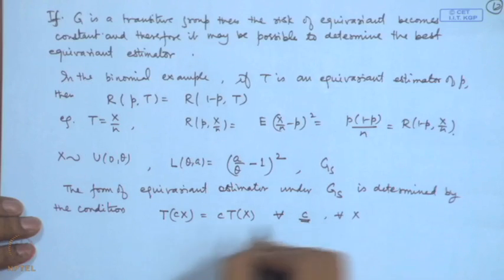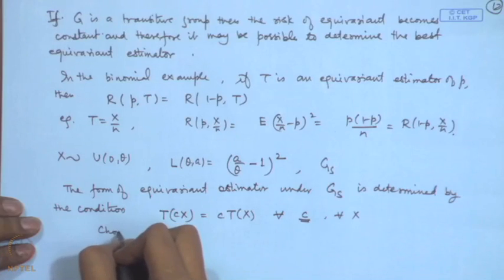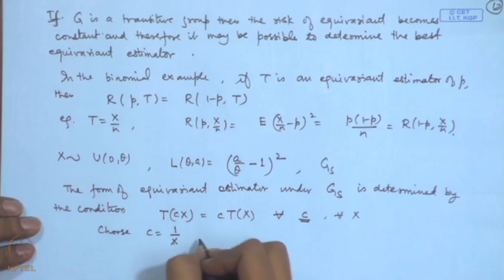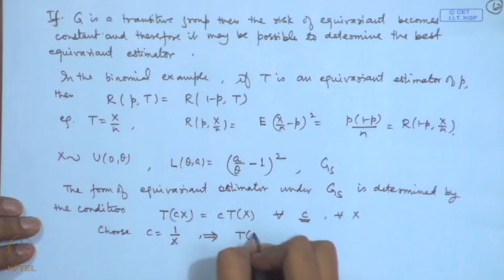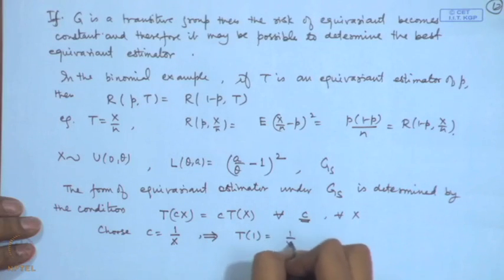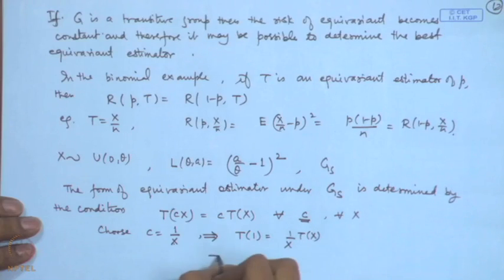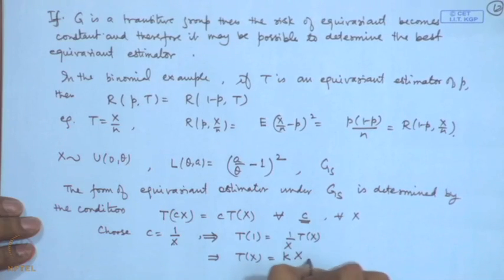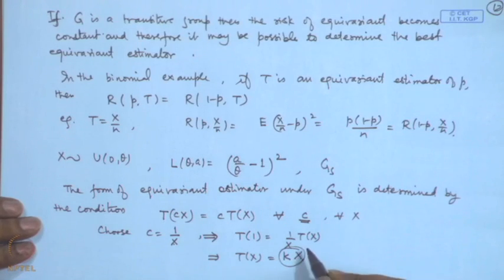Now, here C is any positive value, choose C is equal to 1 by x. So, what we will get here? This will give us T of 1 is equal to 1 by x T of x. This implies T x is of the form... Now, this T 1 is a constant. So, this is a constant times x. So, this is the form of an equivariant estimator here, that is a multiple of x.